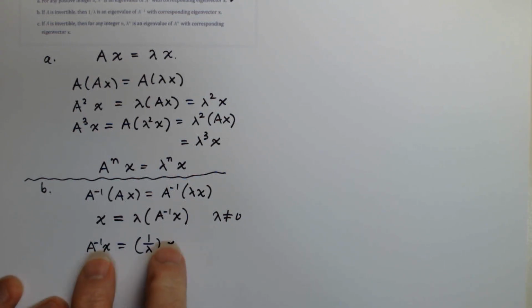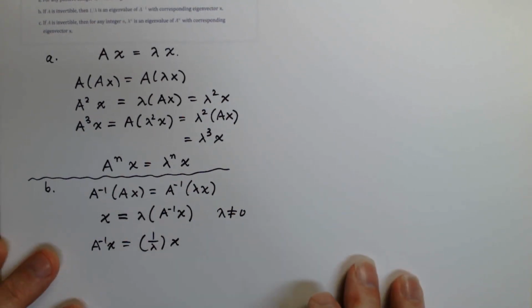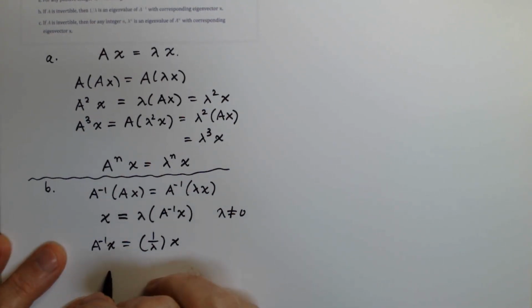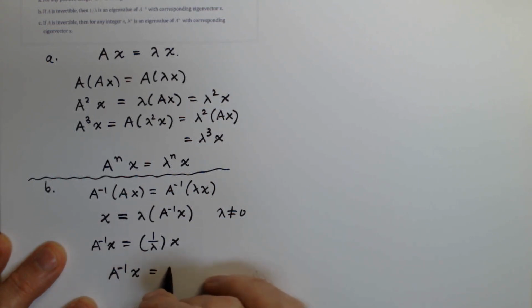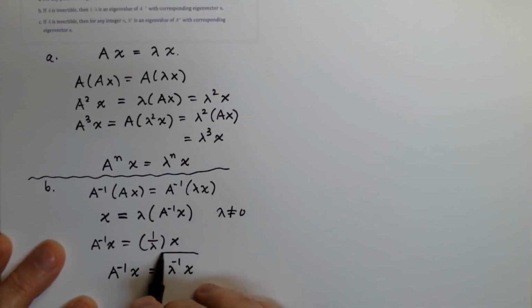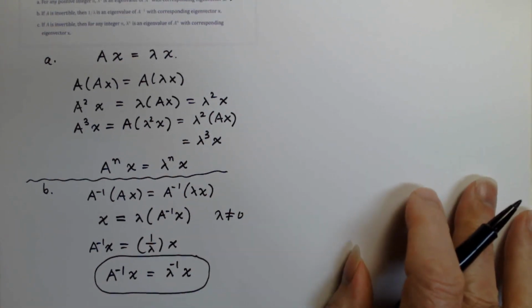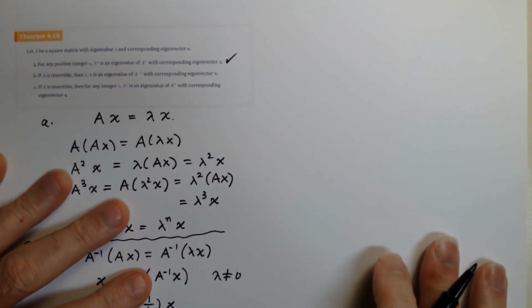Now, I think a better way to write this relationship, just because it's so suggestive when we get into part C, is to write this relationship as A inverse x is equal to lambda to the minus 1 times x. That's a better way to think of the relationship here. Okay? Now we get to part C.